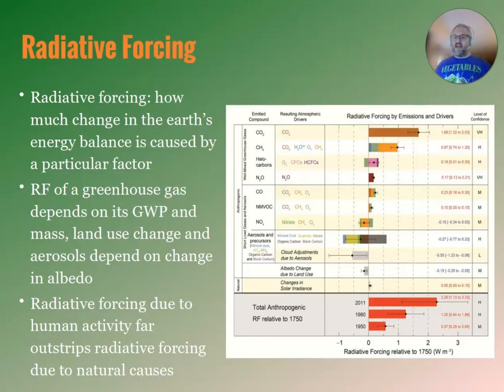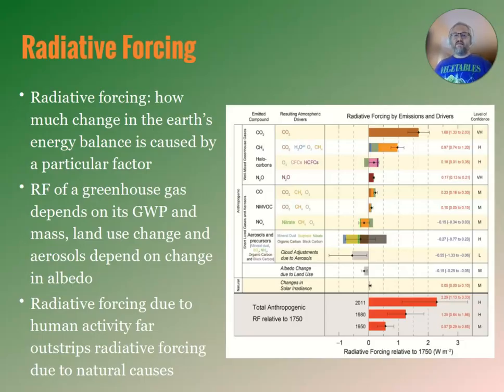Then you can see methane has about half of that amount of radiative forcing. Then we've got halocarbons, another class of gases, and N2O, another greenhouse gas. So all of those greenhouse gases each have their atmospheric forcing, generally in a positive direction. We can see NOx has a slightly negative radiative forcing. It actually has a cooling effect on the atmosphere.